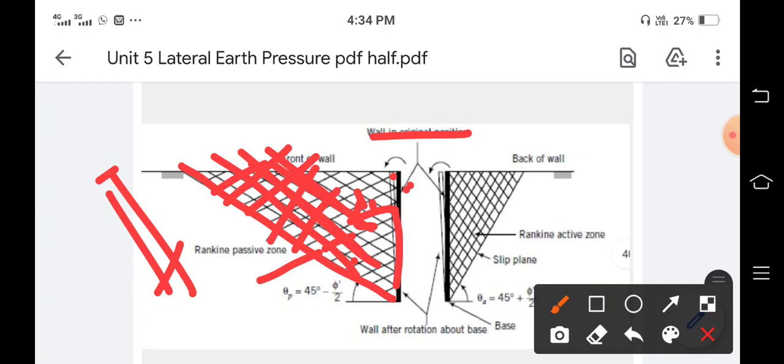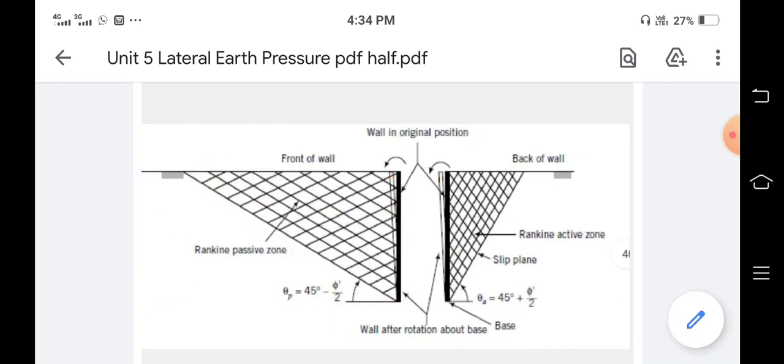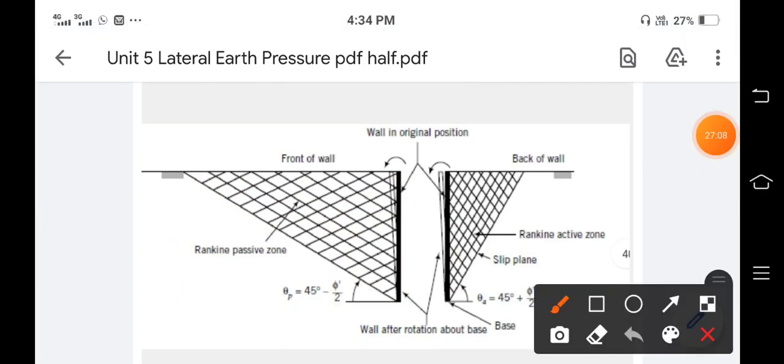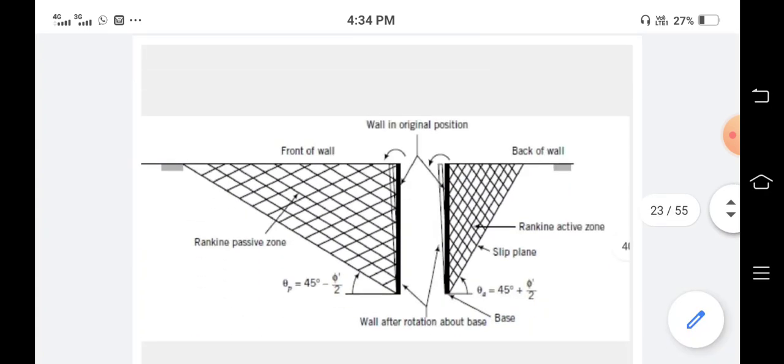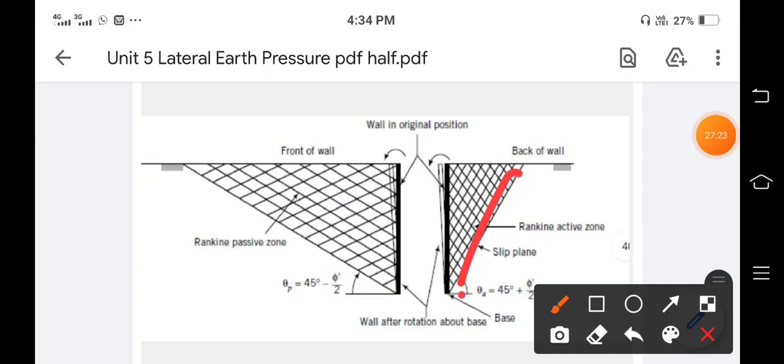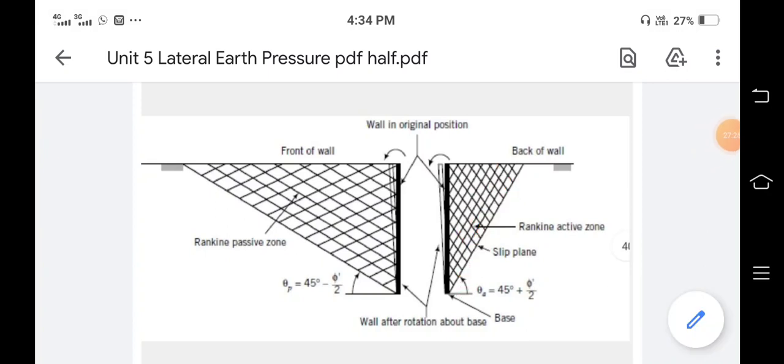While in the case of the active earth pressure, due to this active earth pressure, the wall moves away from the backfill. Okay, so the original position of the wall is just like that. This black color shows the original position. Due to application of this earth pressure, the wall will be shifted. This line shows us the shifting of the wall, and this is a failure surface. So we see that there is a very small failure surface as compared to the passive earth pressure.